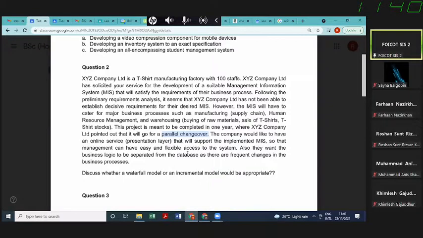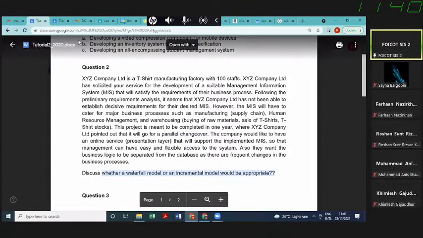You want the business logic to be separated from the database. Discuss whether the waterfall or an incremental model would be more appropriate. I give you 2 minutes. Have a look at this question we're going to discuss in 2 minutes. Try to think about which one would be more appropriate.